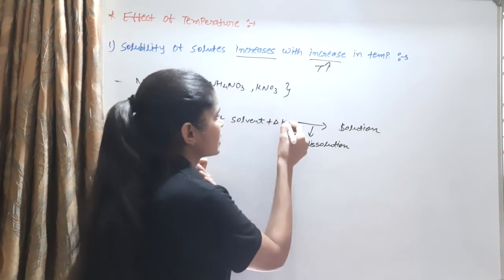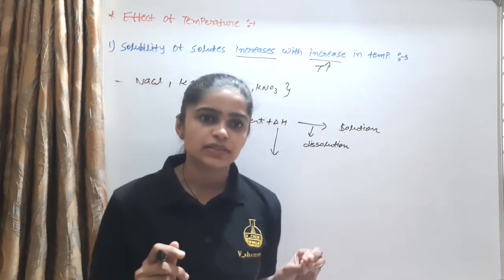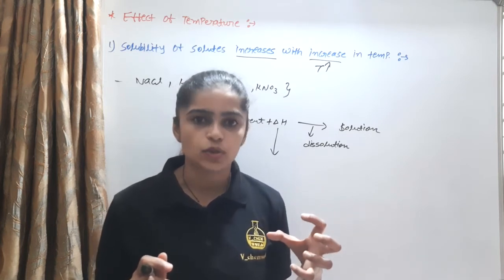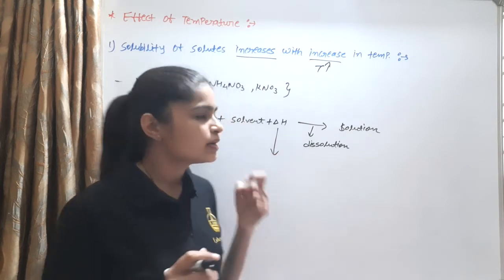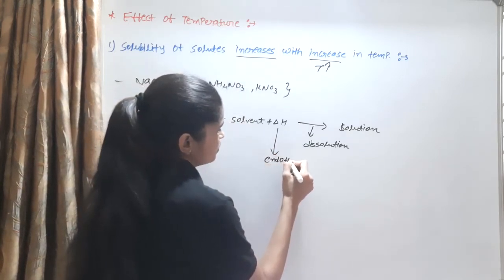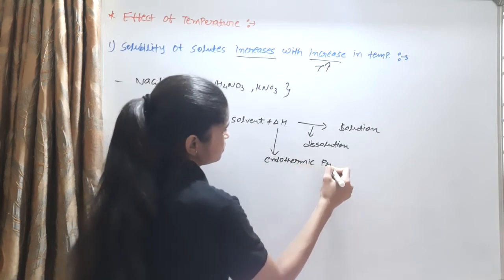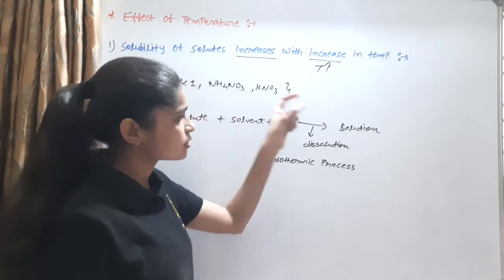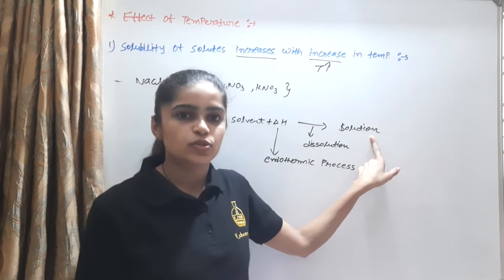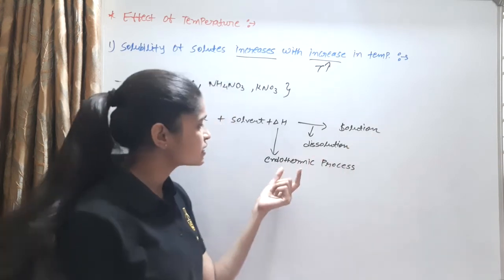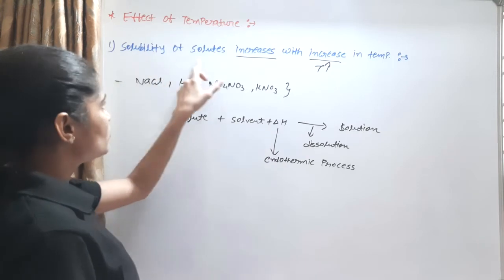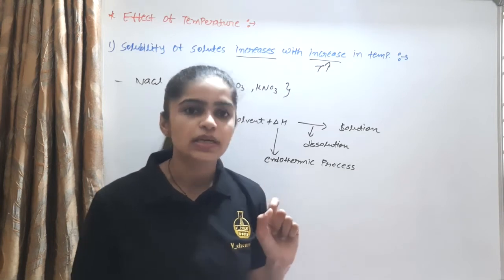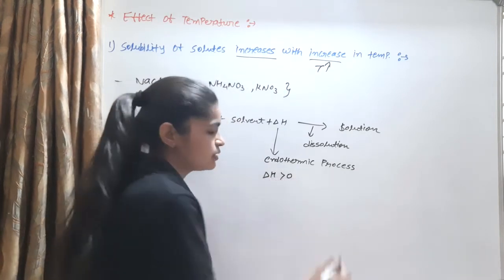That is the delta H. When a process absorbs heat, it is endothermic, and when it releases heat, it is exothermic. So in this process, heat is absorbed, so it is an endothermic process. When the solute absorbs heat, it is converted into its solution, which means its solubility increases. So the solubility of solutes increases with increase in temperature because of the endothermic process. This is delta H greater than 0.